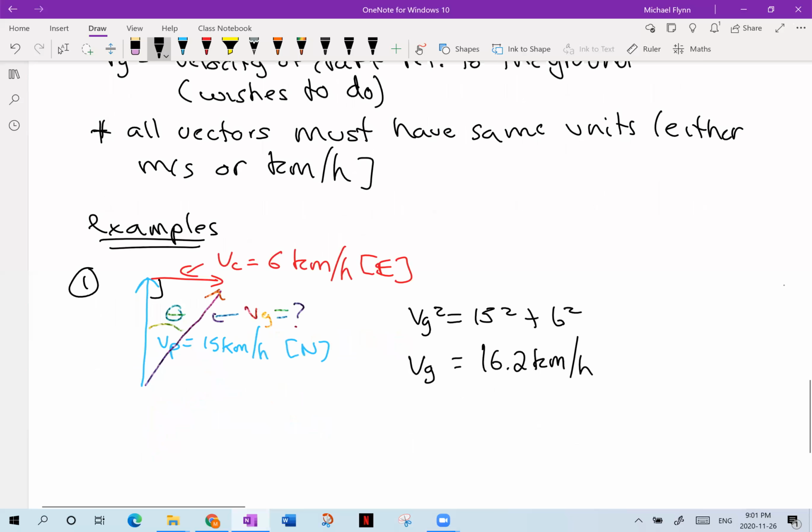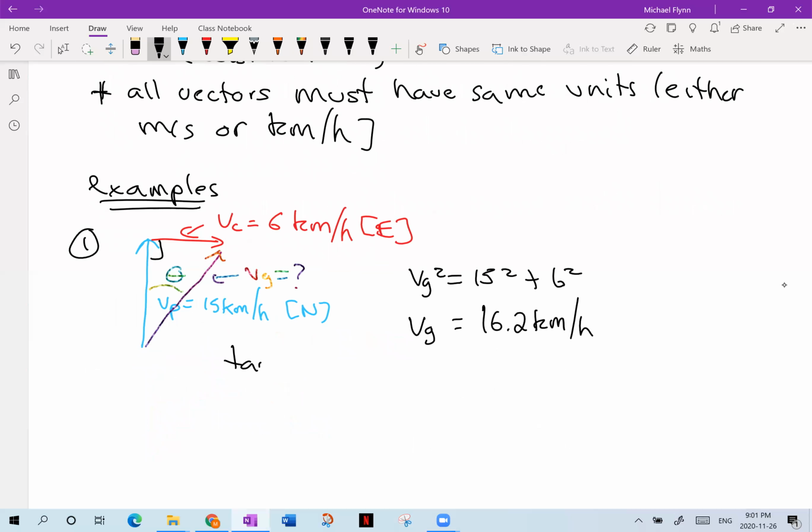But that's not good enough. I need theta also. So I'm going to write tan of theta equals 6 over 15. Now I'll find theta, 6 divided by 15. I go inverse tan of that, and I get 21.8 degrees. So theta equals 21.8 degrees, and that would be east of north. I can tell by looking at the picture that the rainbow line is east of the north line. So now I'll put my direction over here. My actual ground velocity is 16.2 kilometers per hour, 21.8 degrees east of north.